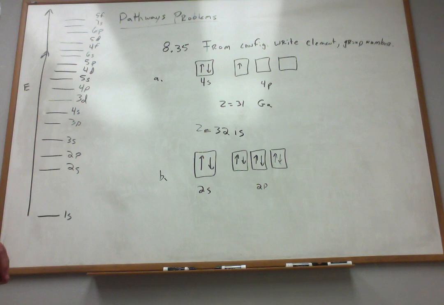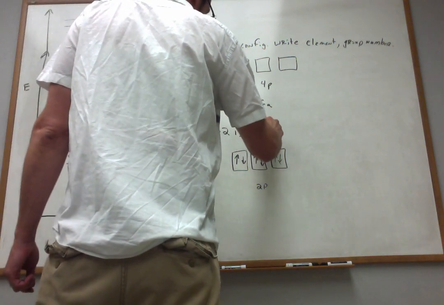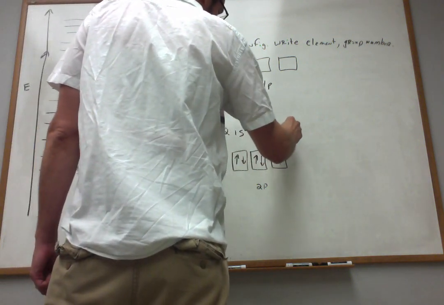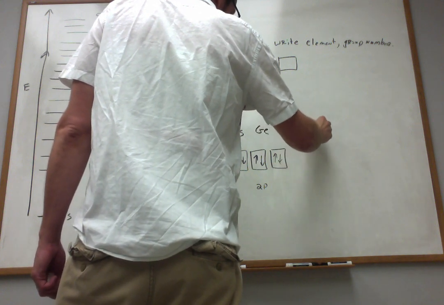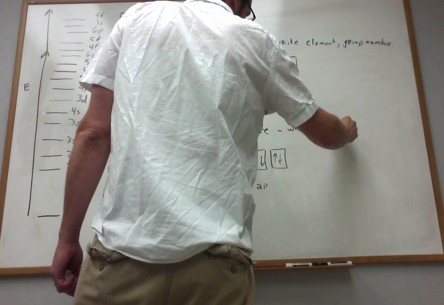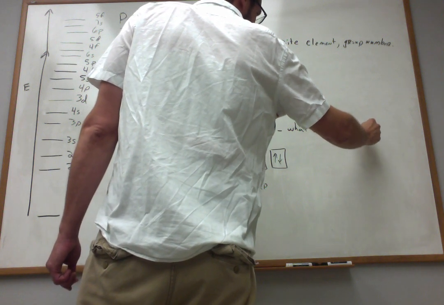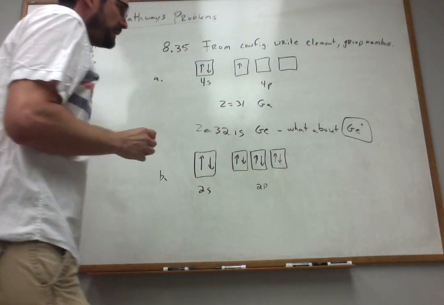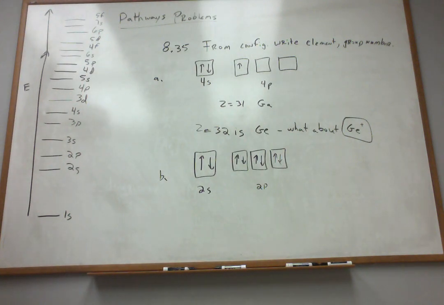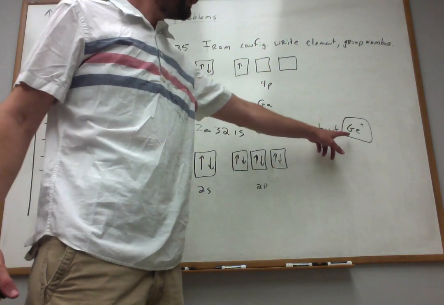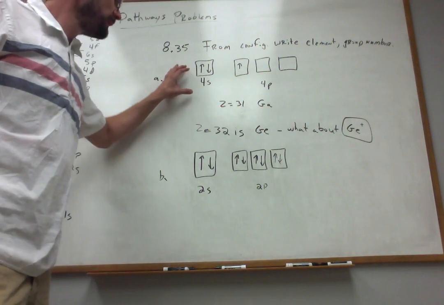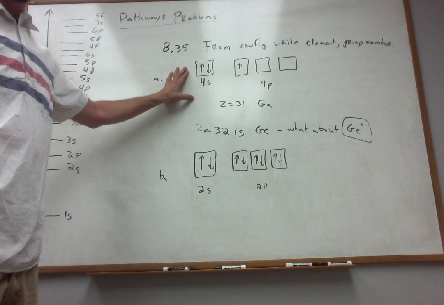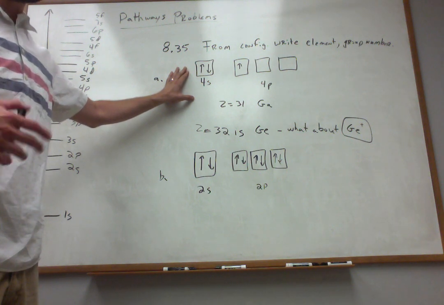Element number 32, right to the left, is germanium. What about an ion of Ge+1? Let's say that I made that ion, Ge+1, just for saying sake, hypothetically. Would that ion have the same diagram? I'd argue that it would.